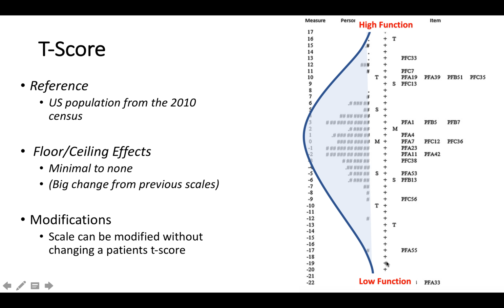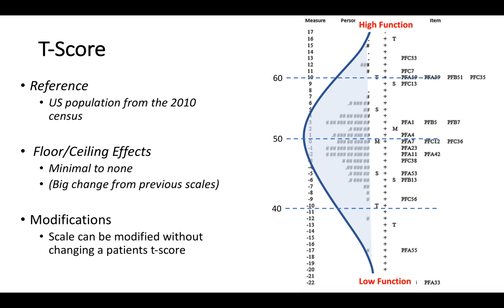So once we've calibrated this to the U.S. population here, then we can apply these typical T-scores, so we can see the 50 is aligning up with the 0, and so all these items here hover around 50. Then there's this PFC33 item, which somebody would only be able to do if they were also able to do these other items, which were greater than 1 standard deviation above the mean.